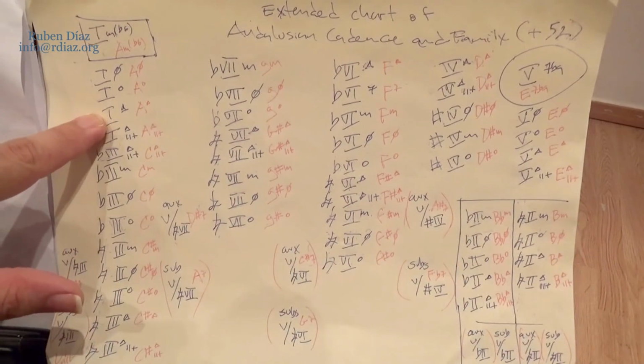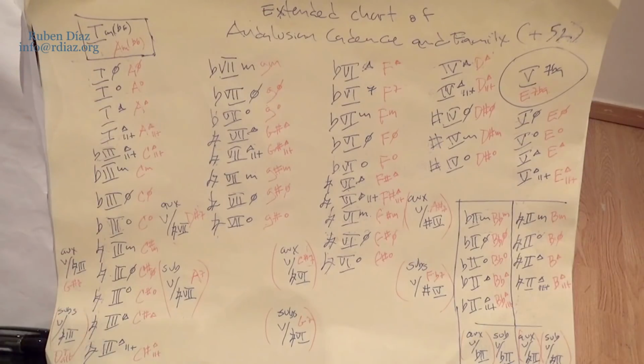Then we have the first major 7, which is primero homónimo, or the first chord. The tonality in this case is A minor, and here we are seeing an A major.